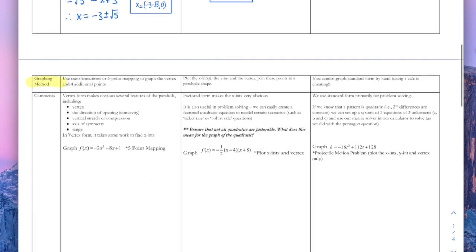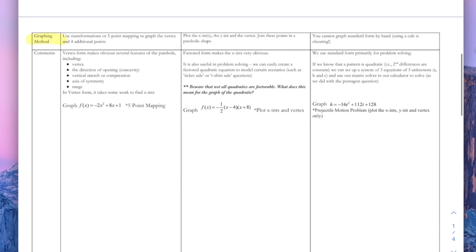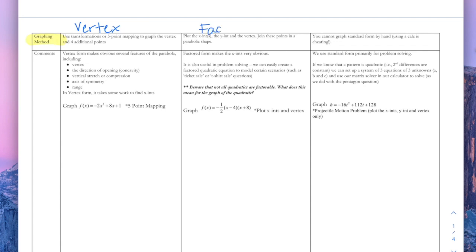Okay, how do we graph? Using our vertex form, factored form, and standard form. When you're given something in vertex form, it's really essential for me that you're using 5-point mapping. I want to see that you have taken the 5 points of our function and you have actually mapped them to 5 new points using transformations of functions.